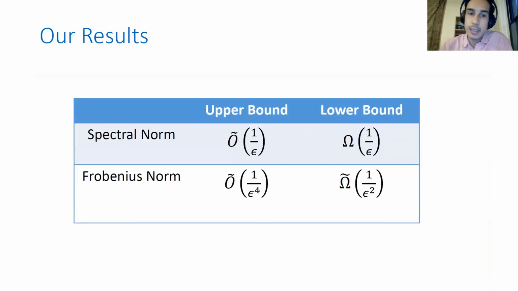So the picture is like this. For the spectral norm, we characterize the complexity of testing up to log 1 over epsilon factors, tight at roughly 1 over epsilon. However, for the Frobenius norm, the upper bound is tilde 1 over epsilon to the 4, whereas the lower bound is tilde omega 1 over epsilon squared. So there's a quadratic gap between the upper and lower bounds for the Frobenius norm, and it is an open problem to resolve this.